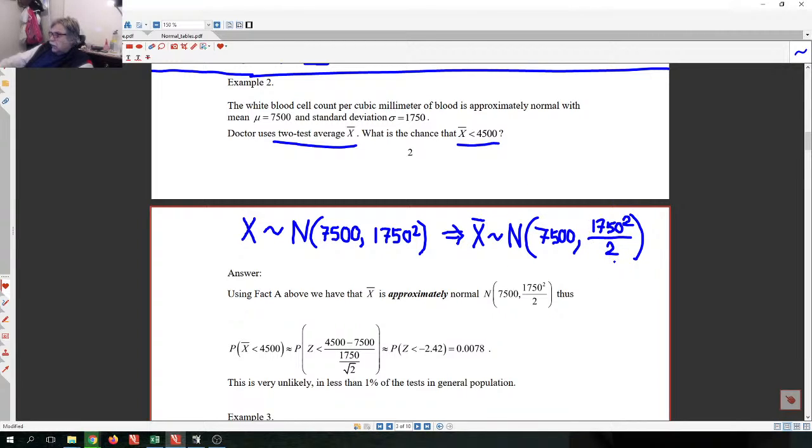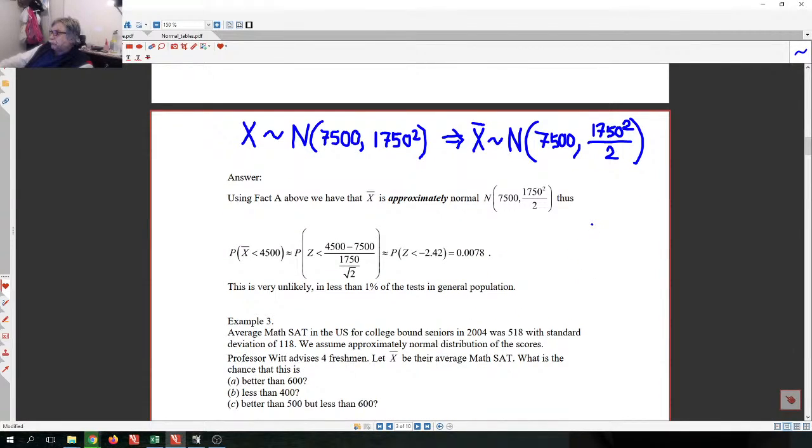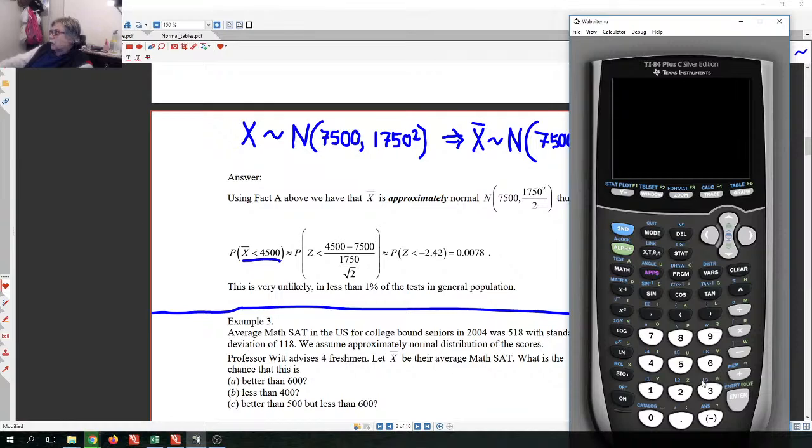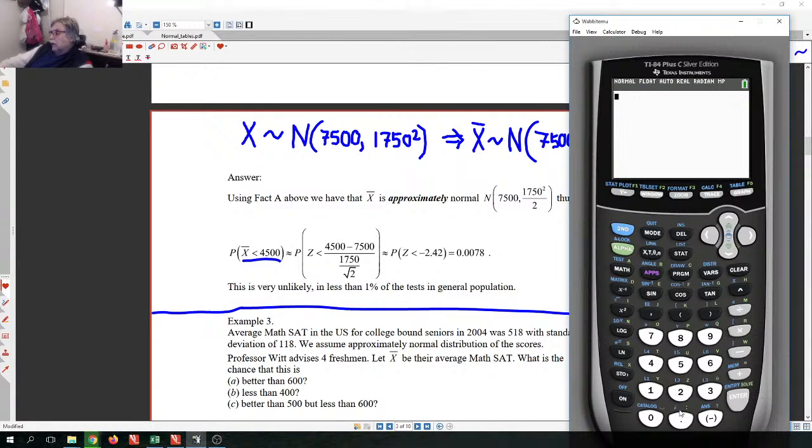Now, the standard deviation is going to be the square root of this, the standard error of the mean. You take the square root on the top, you're going to have 1750, and on the bottom you're going to have the square root of 2. And so what do we know? The question is, what is the chance you're going to have this low white blood cell count even if you take 2 tests? So that's a question about this guy. You can answer that question by using the calculator. It's just straightforward, using the normal distribution.